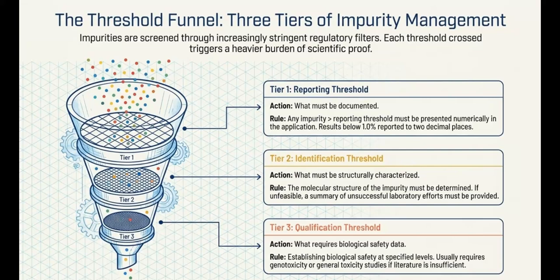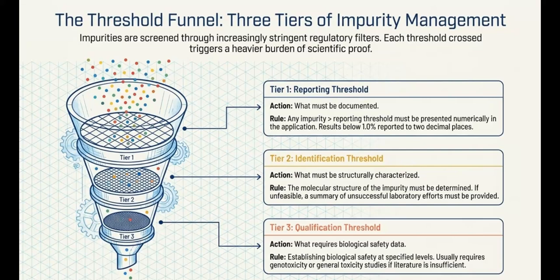Qualification threshold, this is the highest and most demanding level. If an impurity exceeds this threshold, the manufacturer must qualify it. Meaning they must conduct biological safety studies or provide scientific literature to demonstrate that this level of exposure is safe for patients. For less than or equal to 2g per day, 0.15% or 1 mg per day. For greater than 2g per day, 0.05%. So to summarize the cascade, detect, report, identify, qualify. Each step demands more scientific rigor.